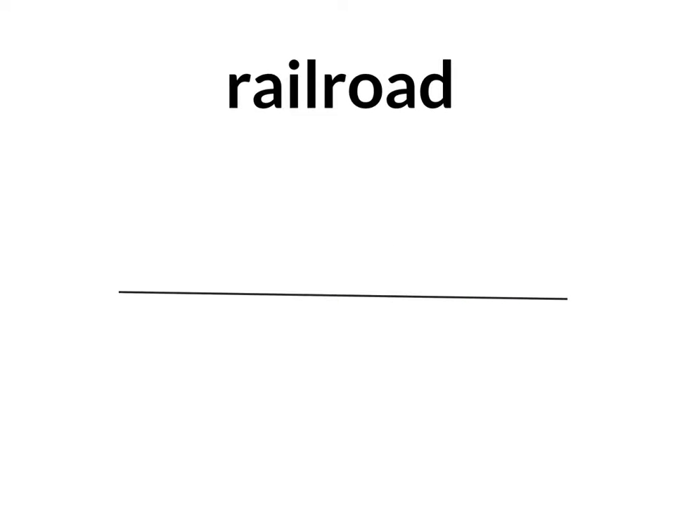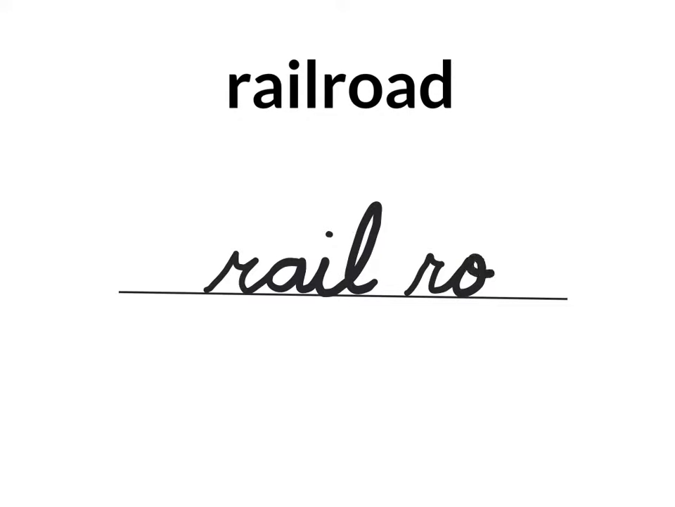Railroad. We think to spell r, a, i, l, r, o, a, d. So we underline the two-letter A that we may not use at the end of English words, and the two-letter O that we may not use at the end of English words. Railroad is a compound word that means a road laid with rails.